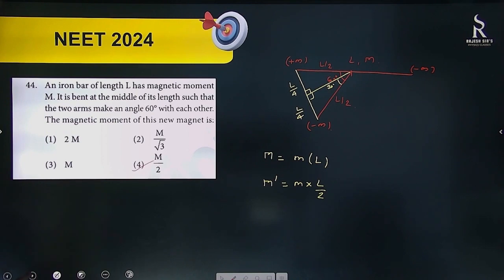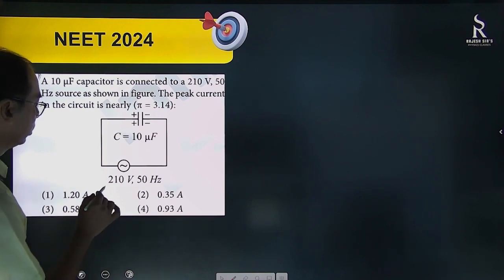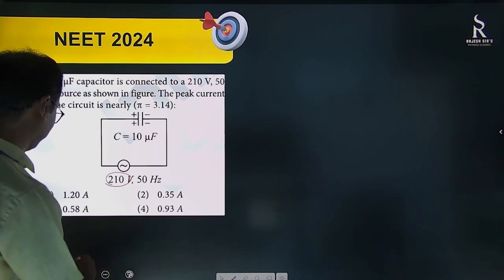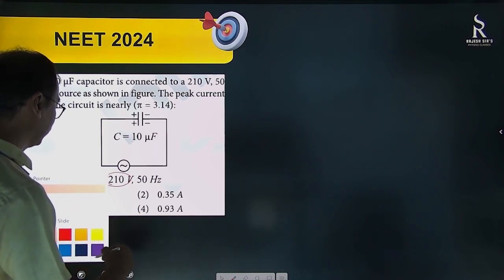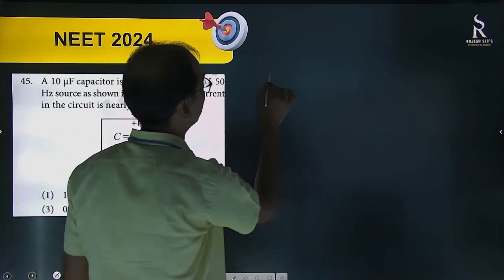Okay, next. A 10 microfarad capacitor is connected to a 210 volt 50 hertz source. That means AC source. The peak current in the circuit is nearly. Peak current he is asking, and what is this 210? This is the RMS value. We need to be careful. Okay, so first let's get what is the IRMS. Then we will talk about peak. Okay, so IRMS is what?